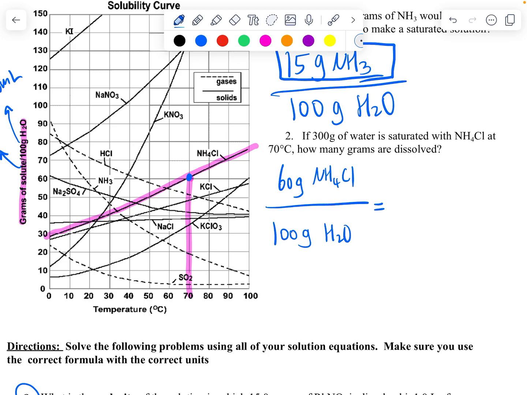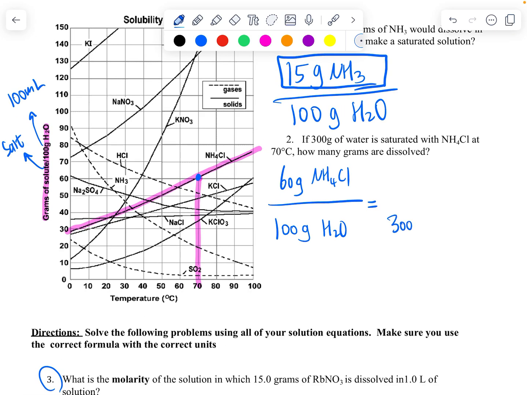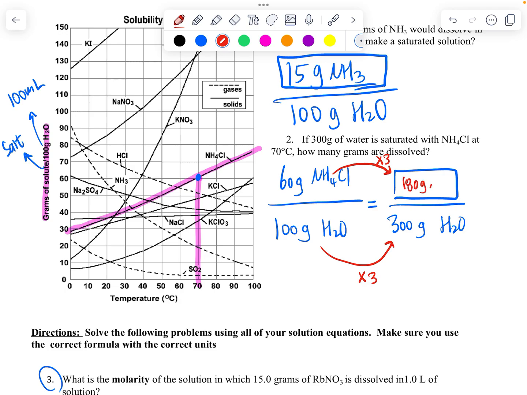However, this question is slightly different. We now have 300 grams of water. So how do we find this missing information up top? Okay, in case you haven't noticed, this is simply going to be like equivalent fractions, right? Which means proportions. How can we find proportions? Here's a quick way of doing so, okay? 100 times what is 300? Times 3, okay? Which means we're going to have to do the same thing on the top, times it by 3. So that simply gives me 180 grams of NH4Cl. That's it. That's all you have to do.